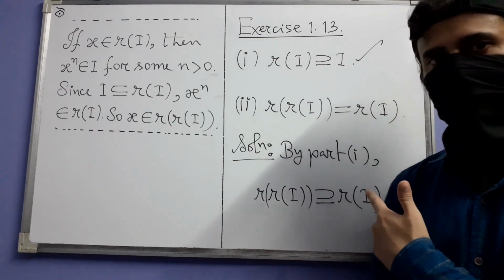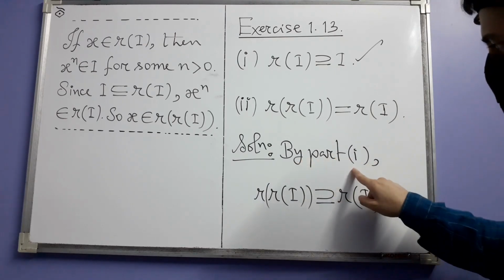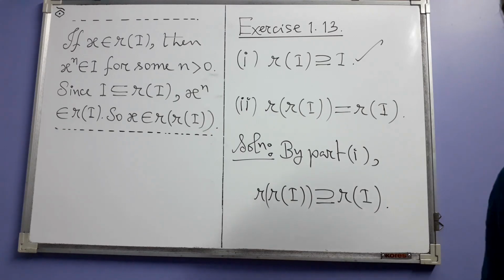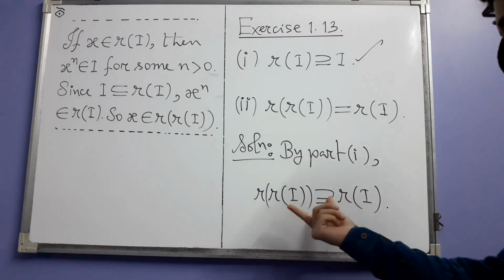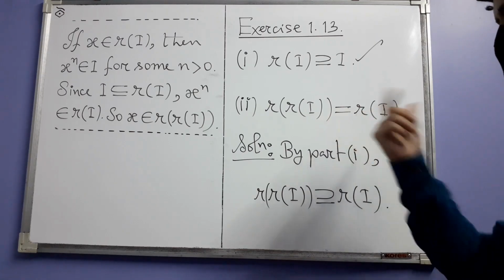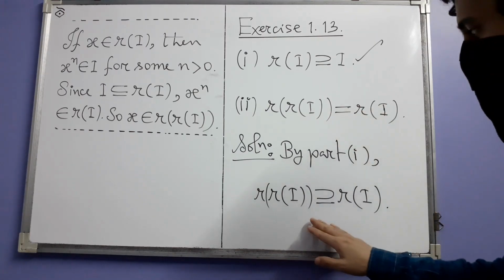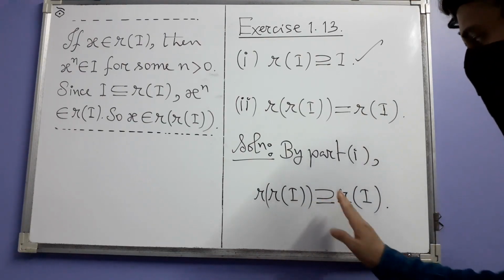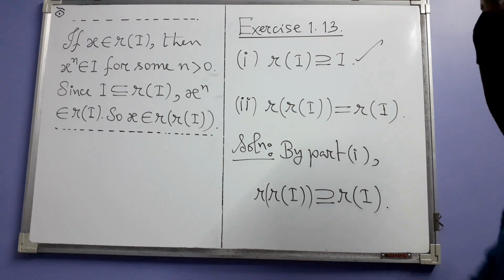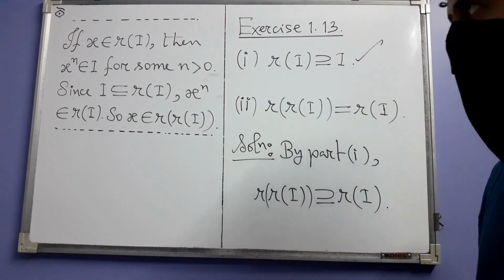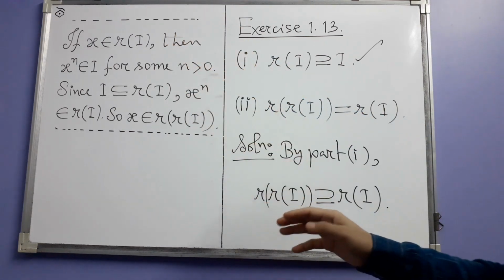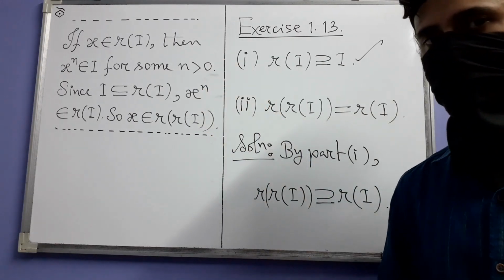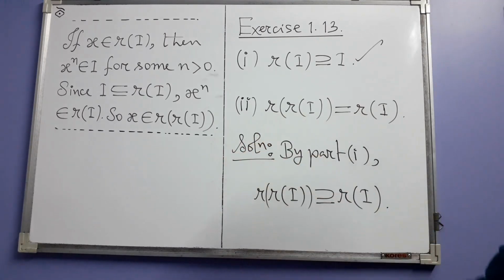So we start the solution like this. By part 1, R of R of I contains R of I. And that's it. We have got one of the containments that we need to conclude equality. But this looks somewhat confusing. How exactly are we getting this containment simply from part 1? So here we have the explanation. I am showing the explanation like this because I don't exactly think that this should be written. Okay, but anyway, let's see what it is.